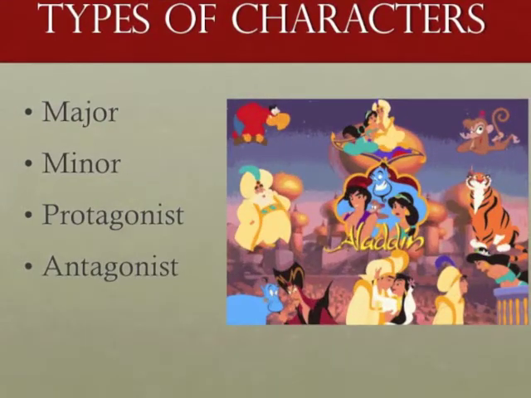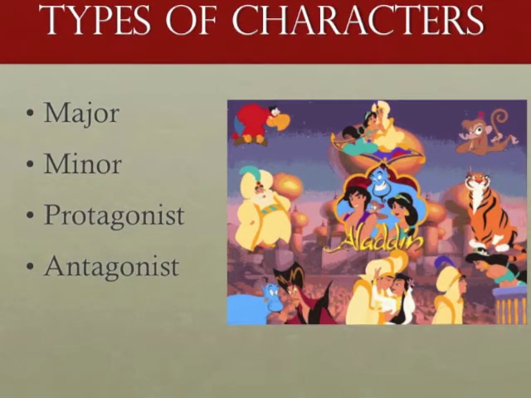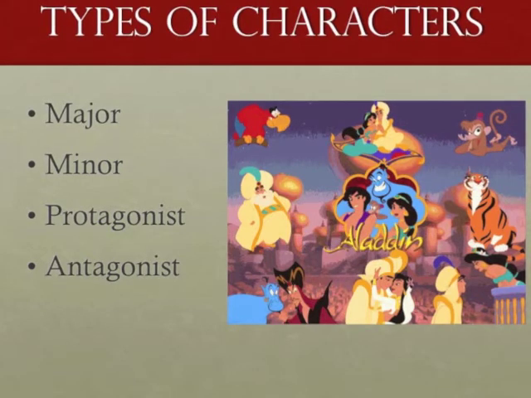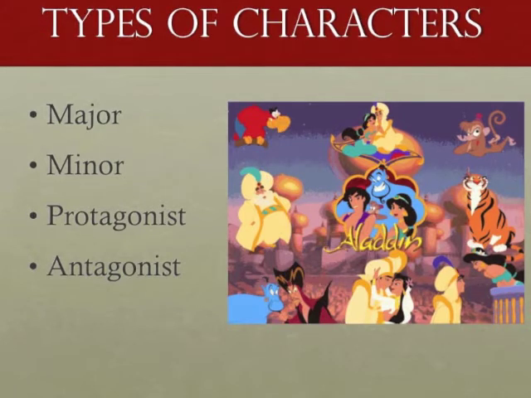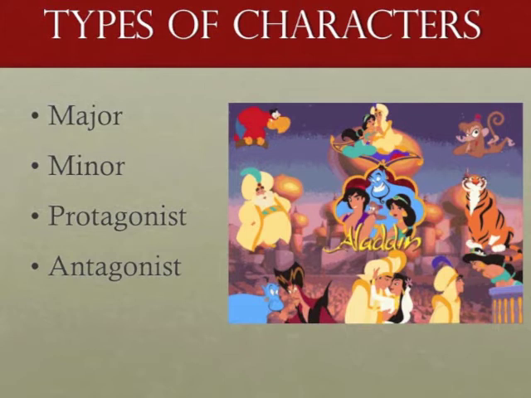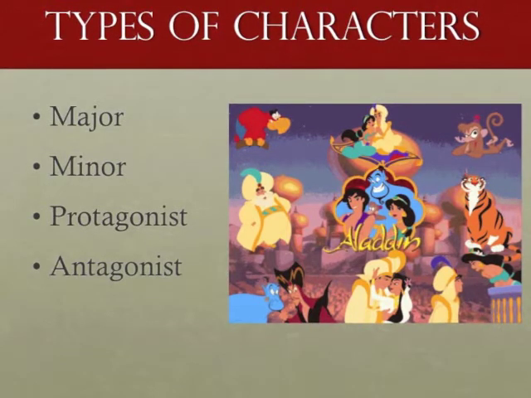We've also already talked about the different types of characters. Most stories have major and minor characters. Major are the ones that are focused on and that the story is mostly about, and minor are the ones that impact them in some other way. The protagonist is usually the major character that the story is centered around, and the antagonist is the sort of opposing force to the protagonist.